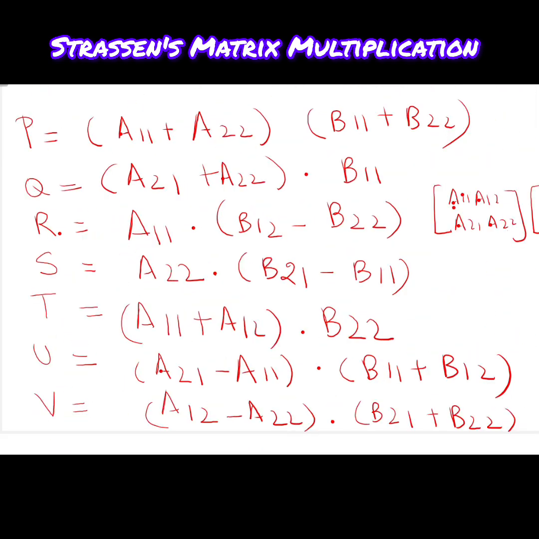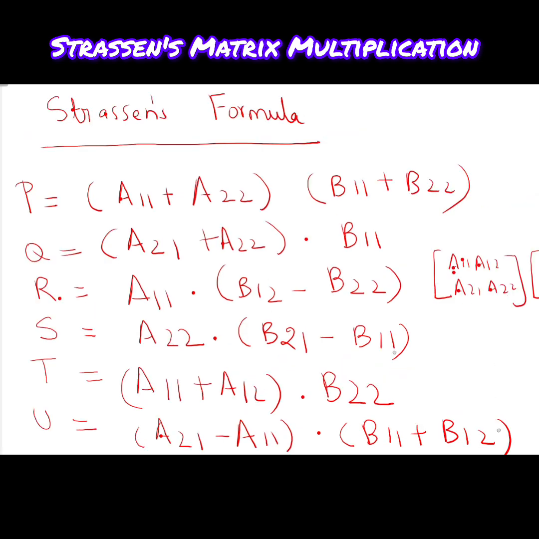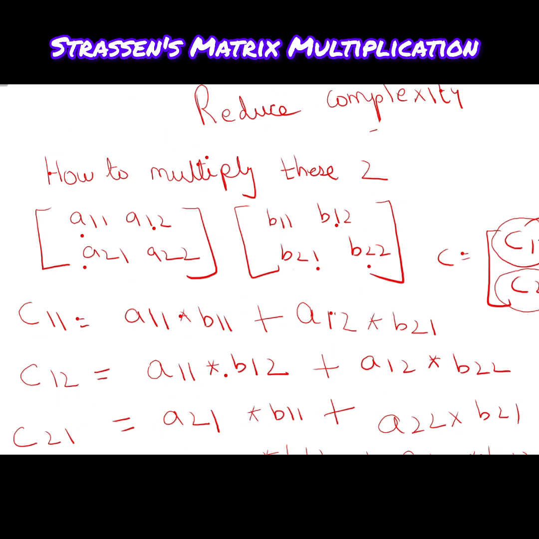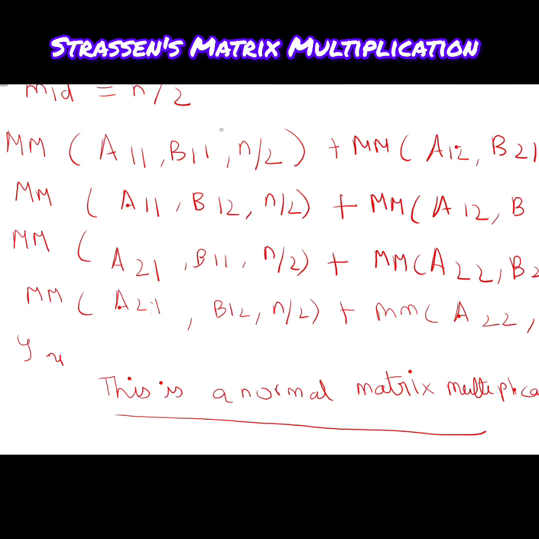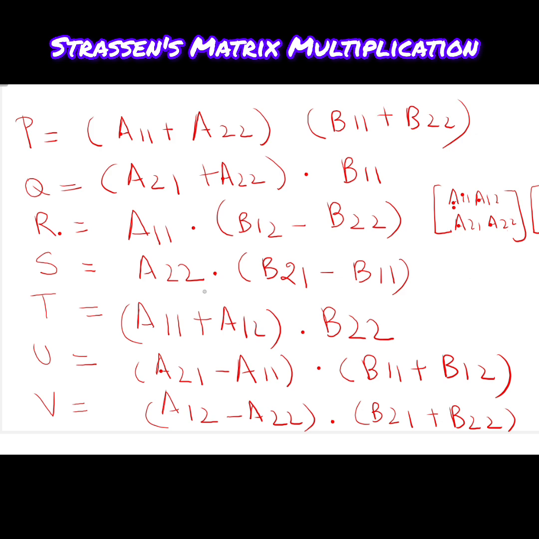Now why are we using Strassen's matrix multiplication? Because we are reducing the number of steps which we have seen in the normal method. If we look at the normal method, I'll show you here. How many times are we doing the matrix multiplication? See here, 1, 2, 3, 4, 5, 6, 7 and 8, whereas in Strassen we are doing it 1, 2, 3, 4, 5, 6, 7.